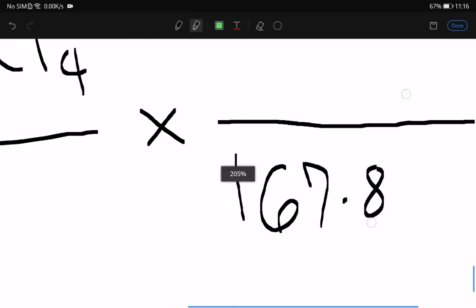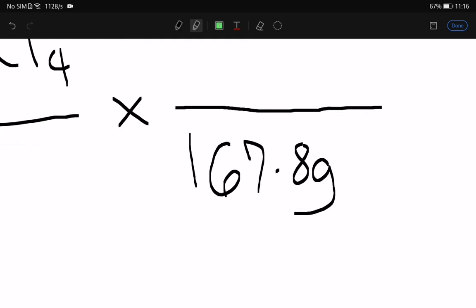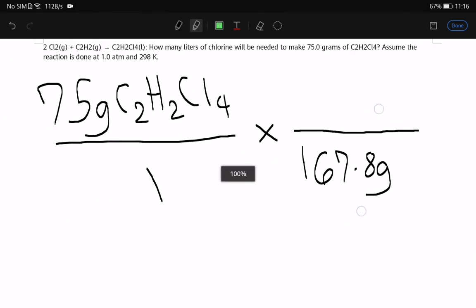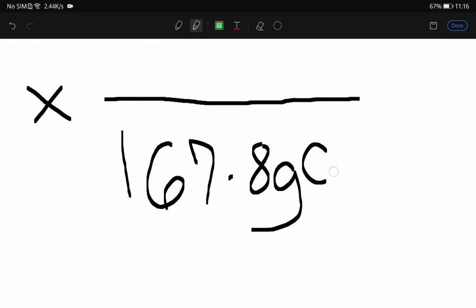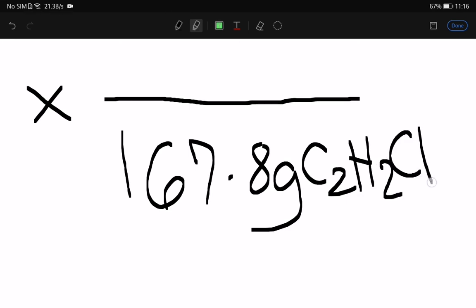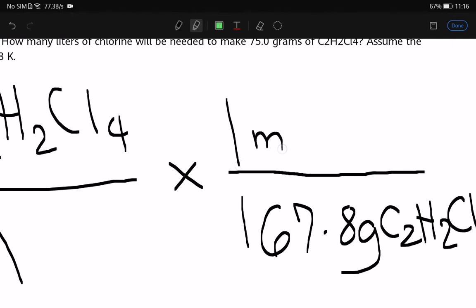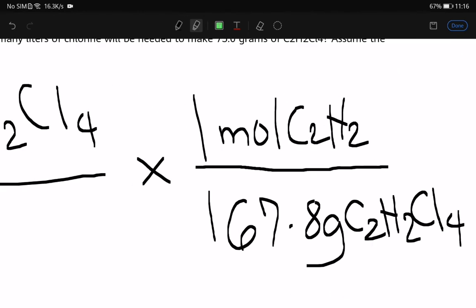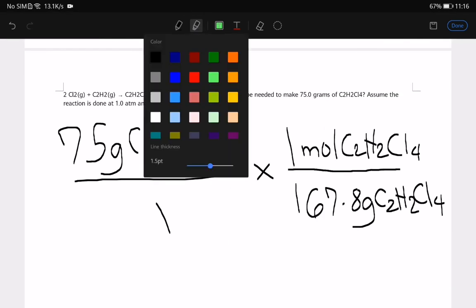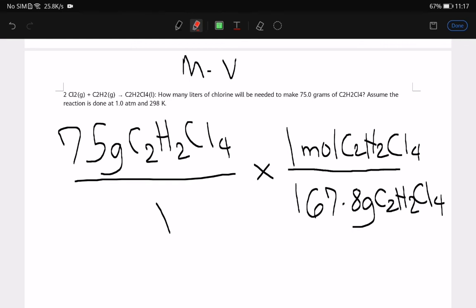So altogether, you have 167.8 grams of C2H2Cl4, tetrachloroethane, for every 1 mole of tetrachloroethane. Again, you just want to cancel this out, so just divide. 75 divided by 167.8.